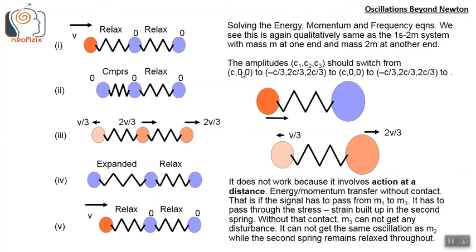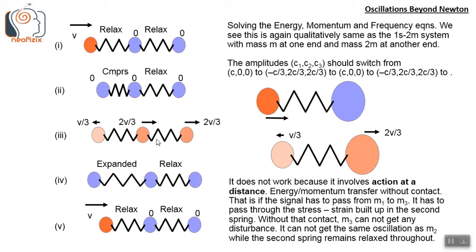So in one step, m1 is moving with velocity v. It comes and collides with these two masses m2 and m3. So m1 goes back with velocity -v/3, and m2 and m3 move forward with 2/3 of the velocity that m1 was moving. So (v, 0, 0) becomes (-v/3, 2v/3, 2v/3), and then it again switches to (v, 0, 0), and then again to (-v/3, 2v/3, 2v/3). So it keeps switching between these two states.